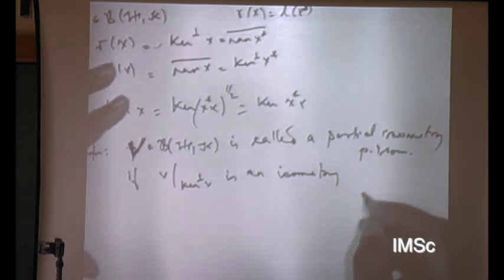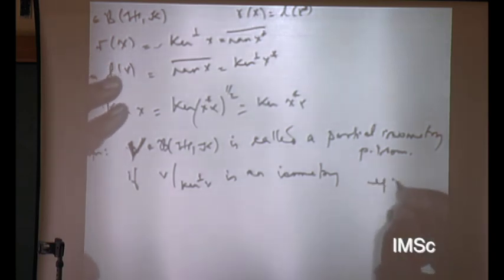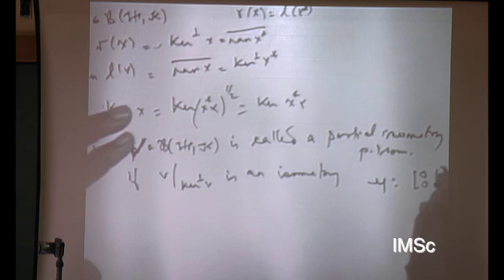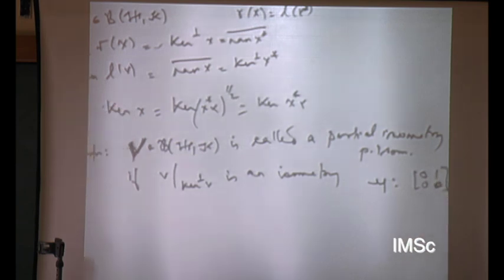Example, the usual example, a good example to have in mind is something like an operator like that. It kills the first basis vector, but on the second basis vector it preserves the norm, sends it to the first one.